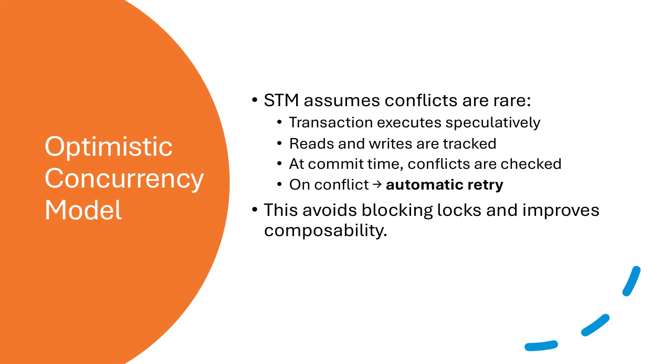The optimistic concurrency model used in STM works on the assumption that conflicts between transactions are uncommon. Each transaction runs speculatively, meaning it proceeds without locking resources beforehand. During execution, all reads and writes are carefully tracked. When a transaction tries to commit, the system checks for any conflicts with other concurrent transactions. If a conflict is detected, the transaction doesn't fail outright. Instead, it automatically retries until it succeeds without conflicts.